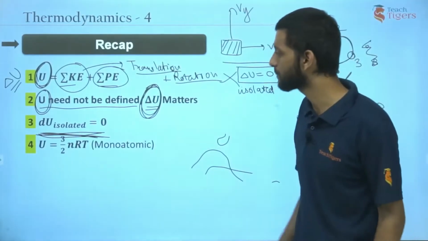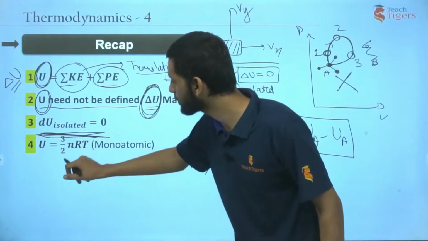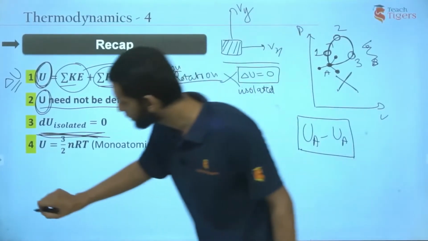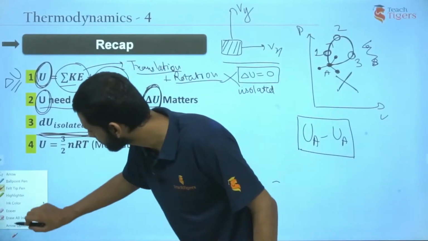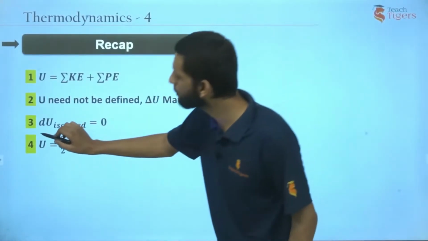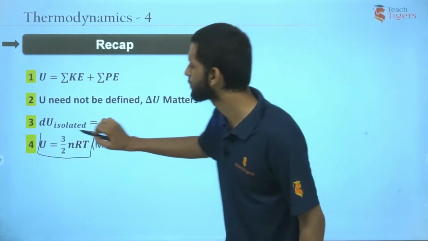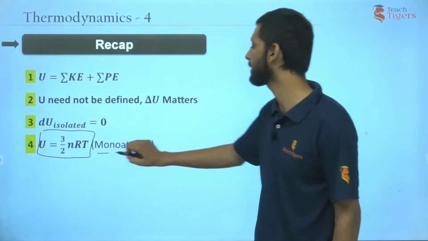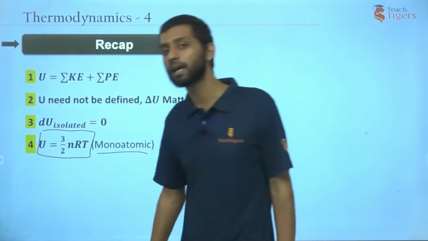Let's move on to the next step. U equals 3/2 nRT. Let me just clear the board so that you can look at it clearly. U equals 3/2 nRT. I asked you to remember this formula. This formula is only true for monoatomic gases. This is not true for diatomic gases.